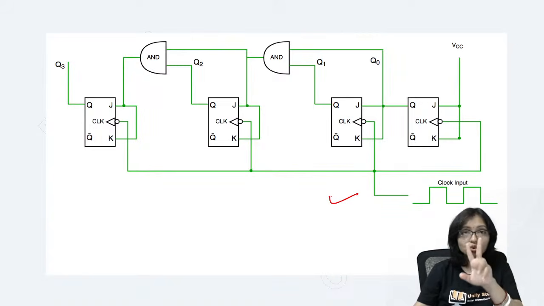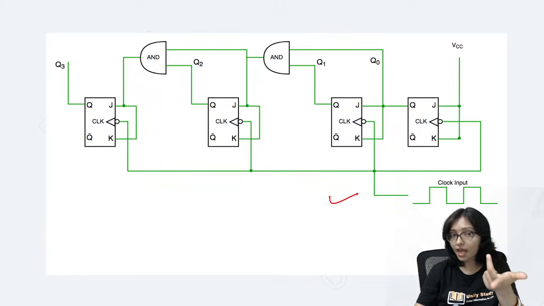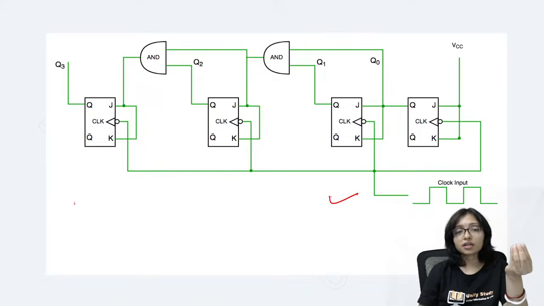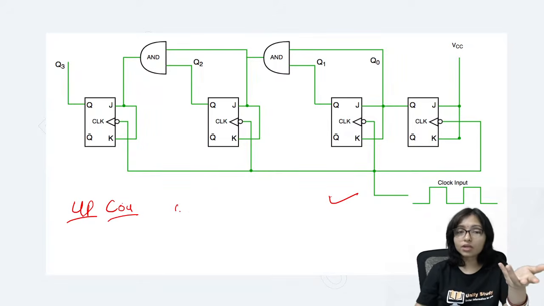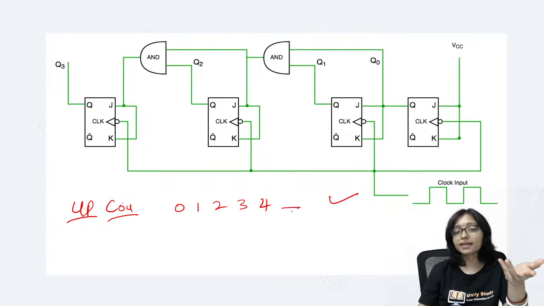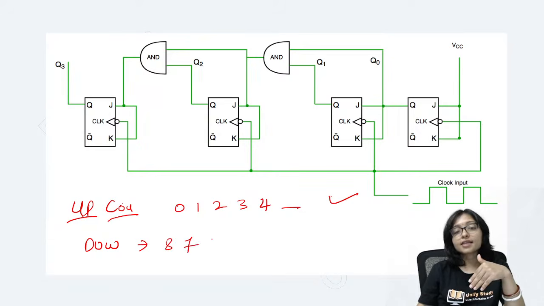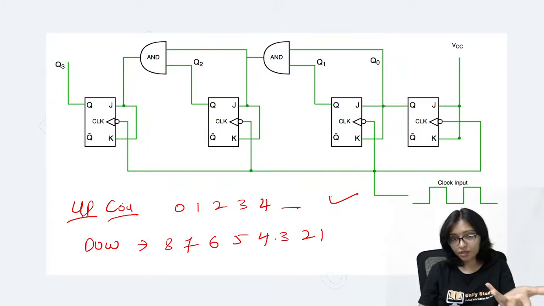Now here there are two ways. Either they can give you a circuit and ask what the answer will be, or mainly questions come with a sequence. They will give you a sequence, and I have to make an up counter or down counter. There is a 3-bit up counter, 2-bit up counter, and down counter. Up counter means 0, 1, 2, 3, 4, it will work like that. Down counter means, if it is a 3-bit, 8, 7, 6, 5, 4, 3, 2, 1. This is the difference between up counter and down counter.